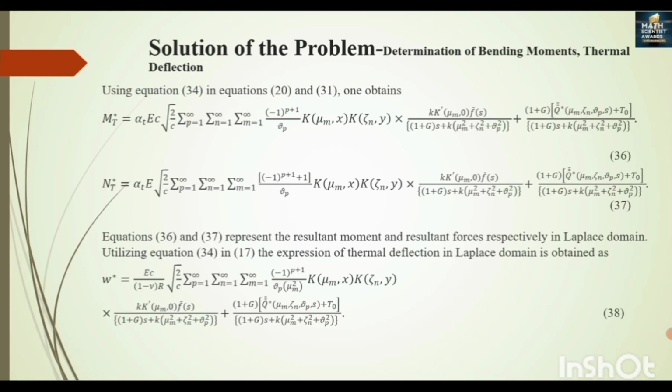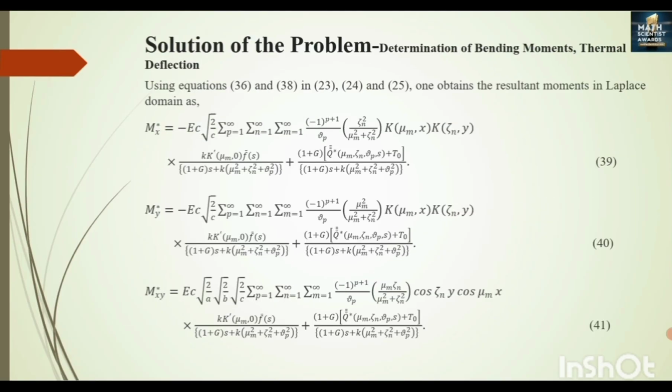Once the temperature function is obtained in the Laplace domain, it is time to calculate the bending moment and thermal deflection. For this, we are using equation 34 in equations 20 and 31, we obtained 36, 37, which is nothing but the resultant moment and resultant forces respectively in the Laplace domain. Further, using 34 in 17, the expression of thermal deflection in the Laplace domain is obtained and shown in equation number 38.